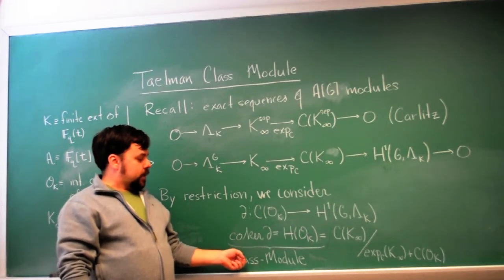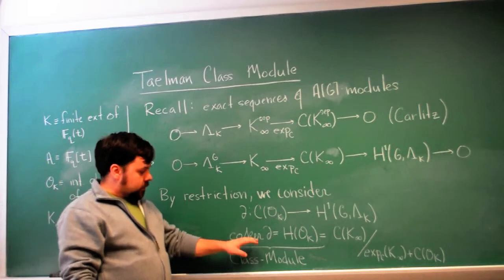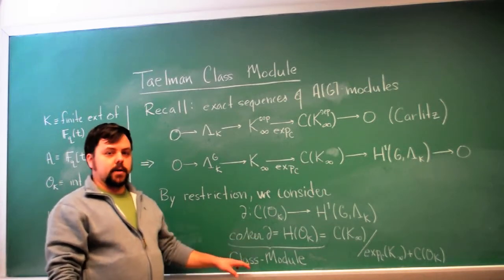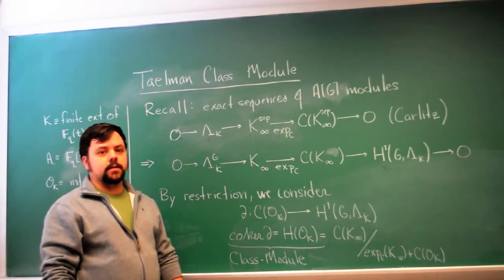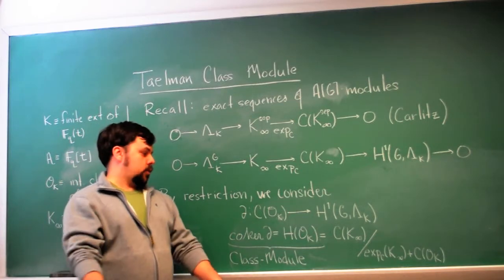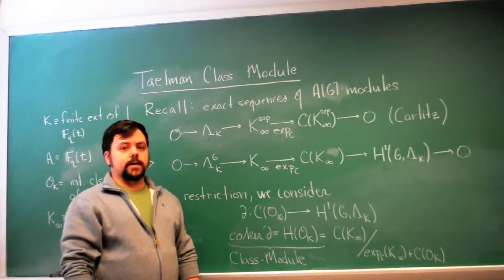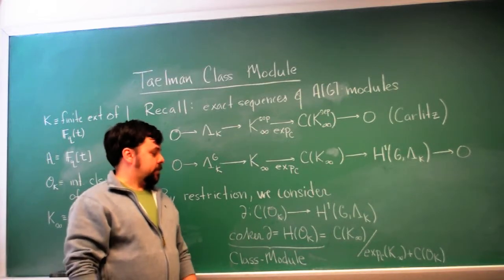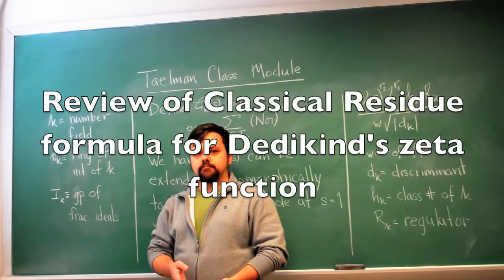So basically what we want to talk about today is why we're calling the cokernel of this map the class module. In what ways is it a good analog of the class group in the classical setting? So before we do that, let's talk a little bit about the class group in the classical setting, and then we'll try to relate that to why this is a good analogy.